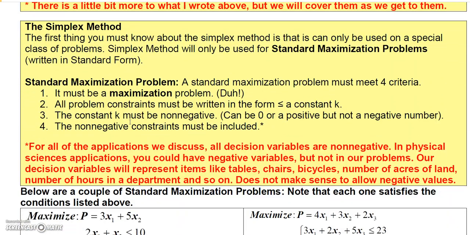The first thing you need to know about the simplex method is that it can only be used on a special class of problems. The simplex method will only be used for what I call standard maximization problems, and they must be written in standard form. A standard maximization problem obviously must be a maximization problem, and all problem constraints must be written in the form less than or equal to a constant, and that constant must be non-negative. It can be 0 or a positive number, but it can't be negative. And you also must have the non-negative constraints. The non-negative constraints must be included.